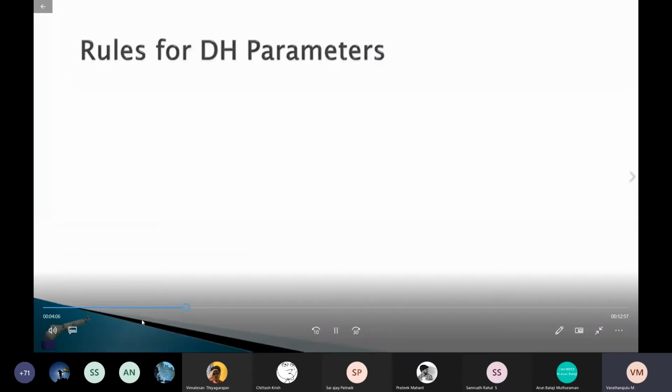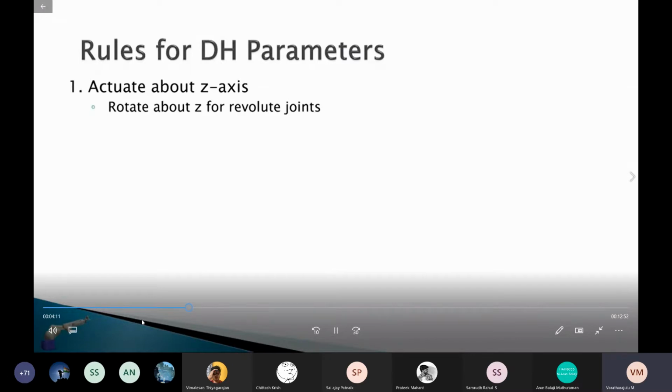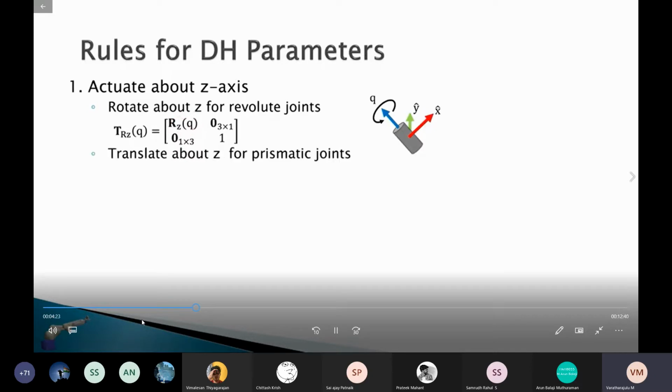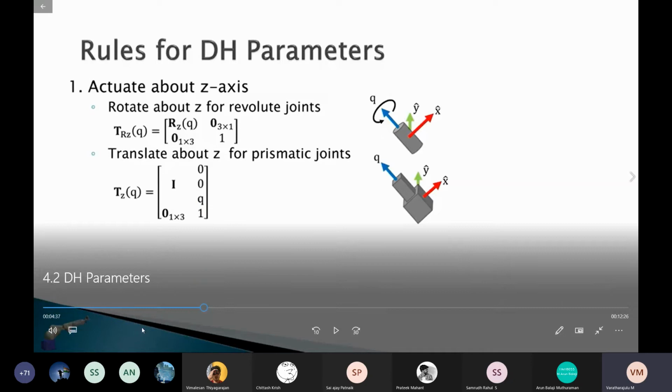There are rules for applying DH parameters. The first is that we actuate about the z-axis. So for a revolute joint, we just rotate about z like shown. In our first transform, if we have a revolute joint, we replace theta with q. And if we have a prismatic joint, we translate about z. So in our second transform, we replace the z component with q. So we only actuate about z. This is for a revolute joint and this is for a prismatic joint.